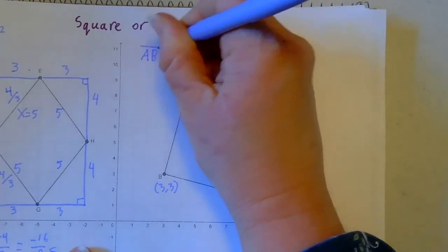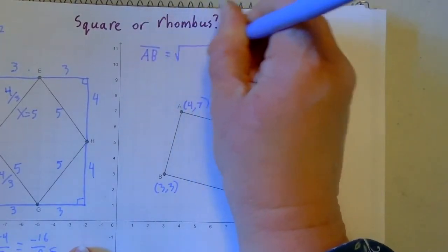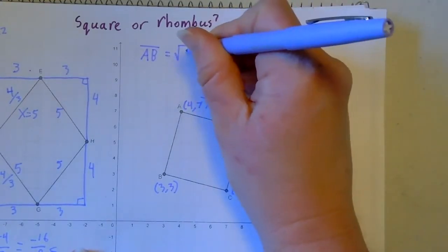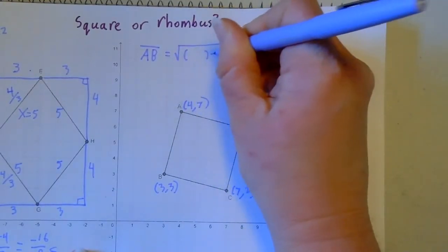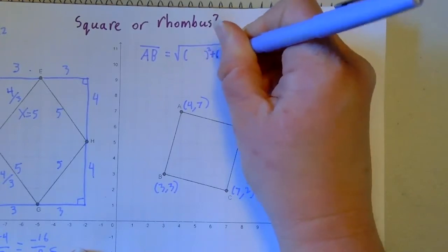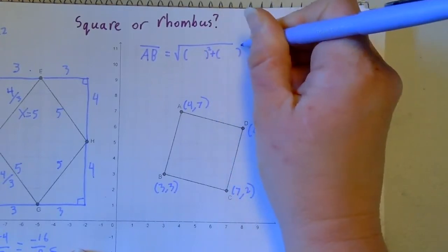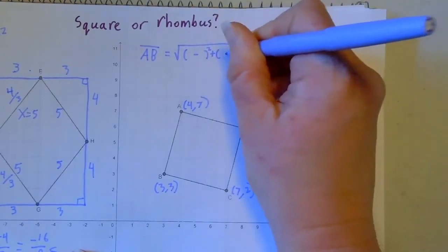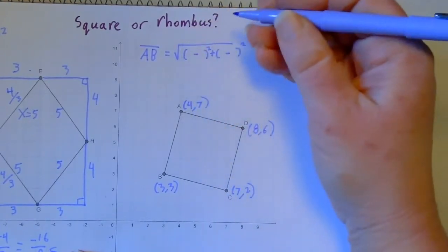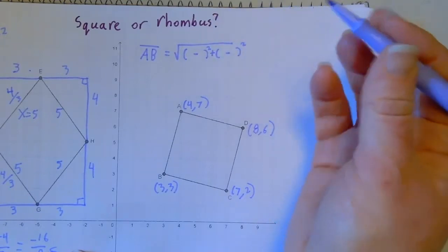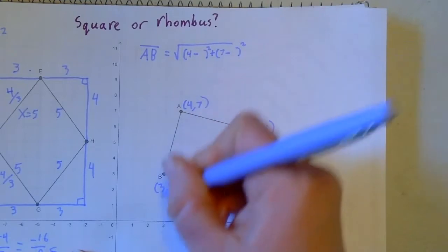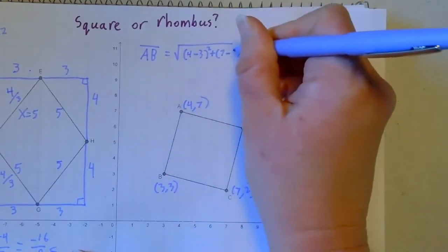Length of AB is going to be, and the way I do this is I just pick one of my points and I put it in each of its little frames, and that way I have less to keep track of. So I'll start with point A. Doesn't really matter which one I start with as long as I'm consistent. So A is 4 and 7, and B is 3, 3.